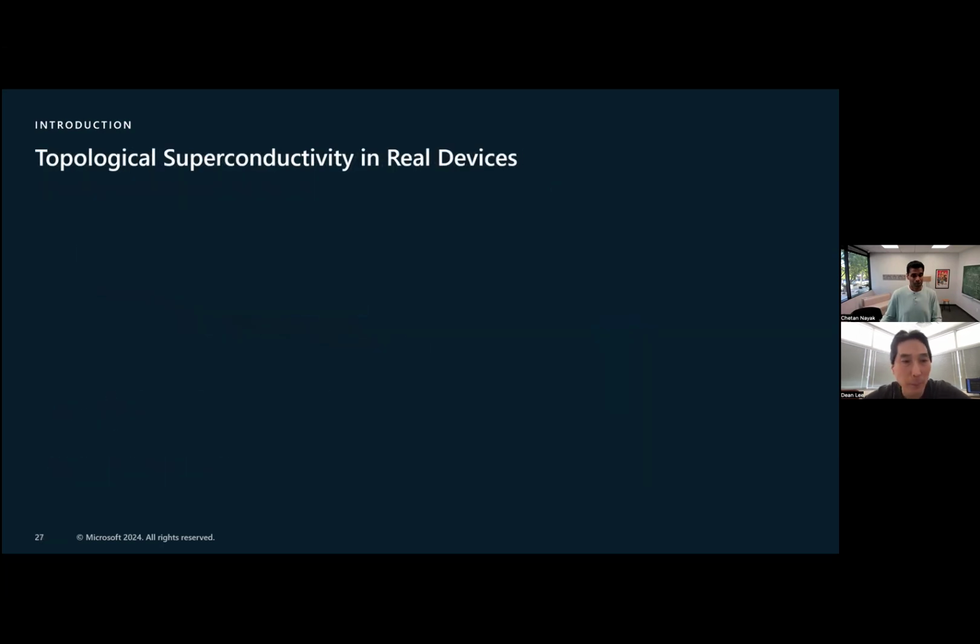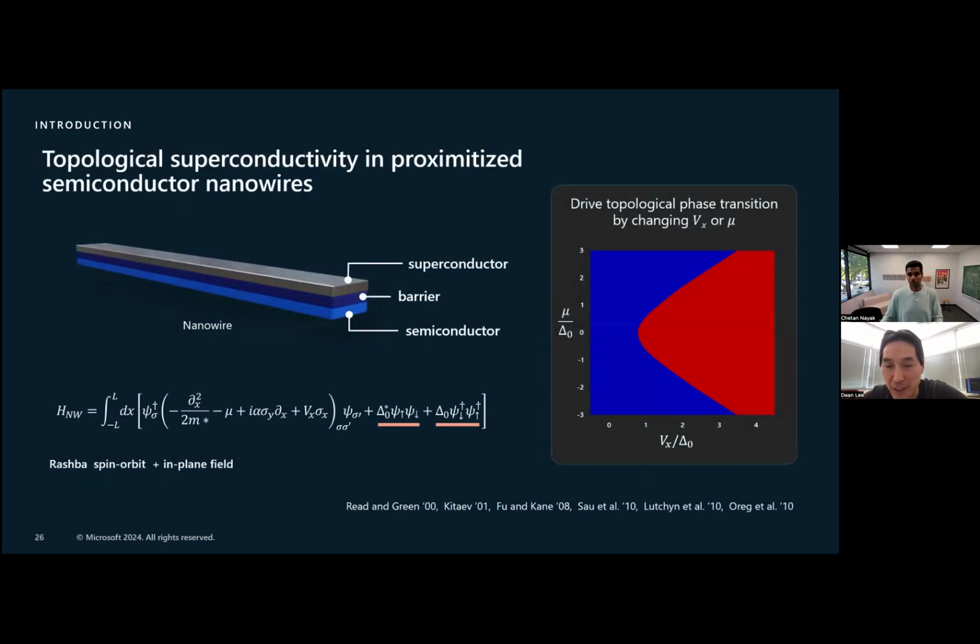So Chetan, maybe I can ask a question for those who are not that familiar. How would I know that I'm in the topological phase as opposed to the normal phase? Yeah, great. So the topological phase has these Majorana zero modes at the ends.